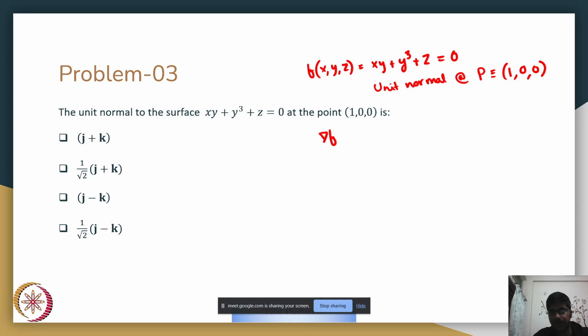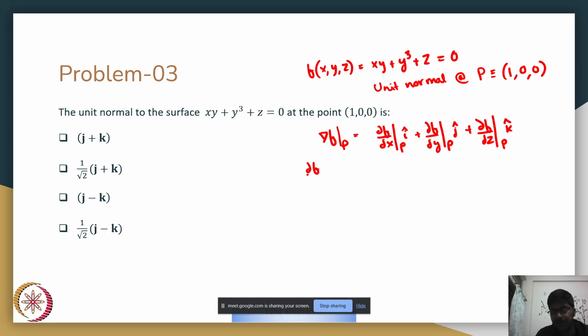And take the unit normal. So if we have level surfaces like this one, f of x, y, z equal to 0 or f of x, y, z equal to c, then we can calculate the normal simply by calculating the gradient of that function f at the particular point P, which is nothing but dou f by dou x at P i hat plus dou f by dou y at P j hat plus dou f by dou z k hat.